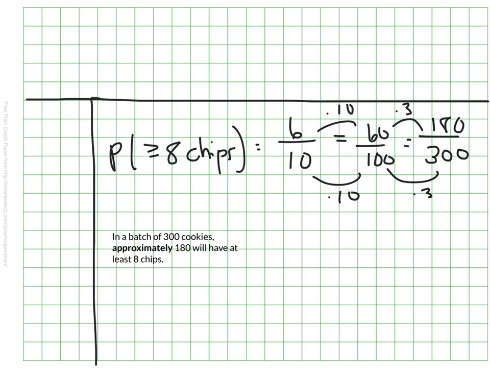So of course, remember in this video, the essential question was how do we use probability to make predictions? And hopefully you can see that since probabilities can be written as ratios, we can use proportions or equivalent ratios to make predictions about larger scale events.